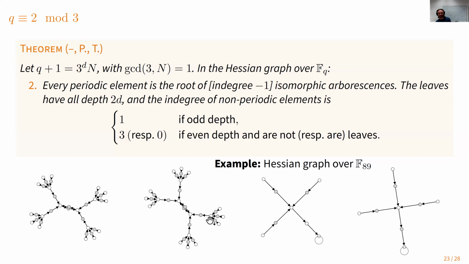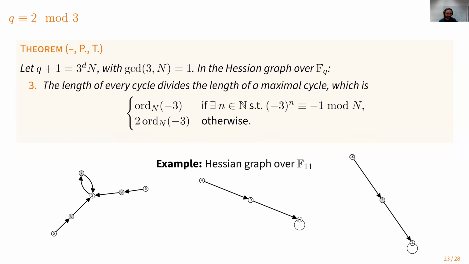Yes, and this depth is actually also dictated by the largest power of 3 contained in Q plus 1. So just by looking at Q plus 1, you can immediately tell the depth of the Hessian graph. And finally, the order of each cycle is a divisor of the order of the maximal cycles.